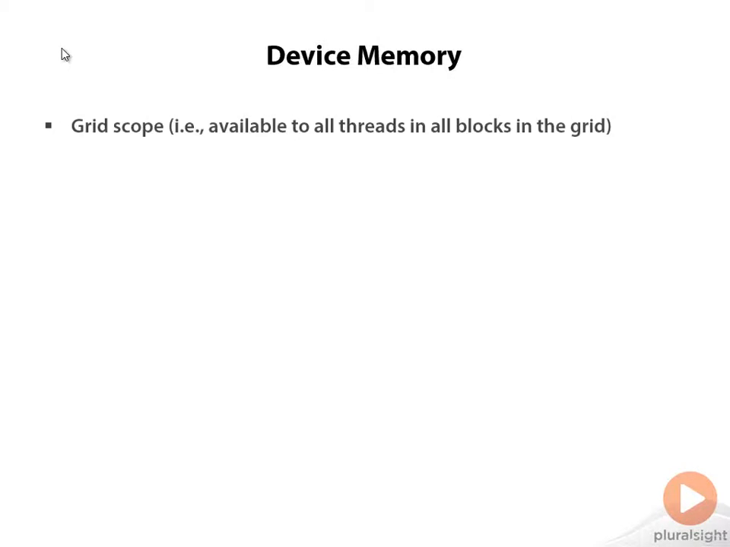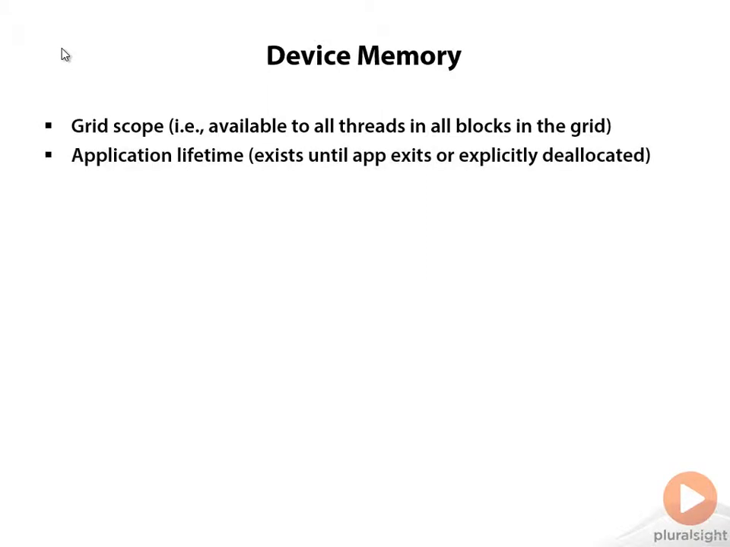So I want to begin our discussion with a type of memory that we've already had extensive dealings with. That's the device memory. And the device memory has what I would call grid scope. In other words, it's available to all the threads in all the blocks in the grid. And the device memory has application lifetime, which means that once you allocate it, it exists until the app exits or until it's explicitly deallocated. So it sticks around for a very long time.